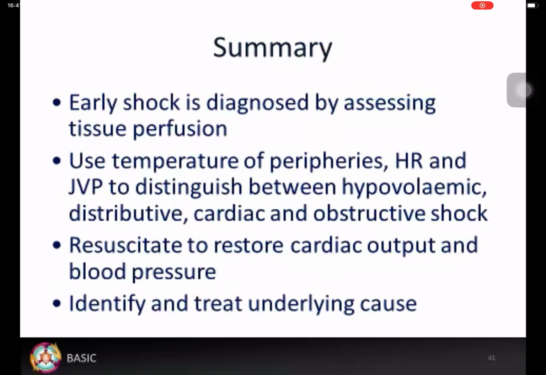In summary, early shock is diagnosed by assessing tissue perfusion. Use the temperature of the peripheries, heart rate, and JVP to distinguish between hypovolemic, distributive, cardiac, and obstructive shock. Resuscitate to restore cardiac output and blood pressure, and identify and treat the underlying cause.